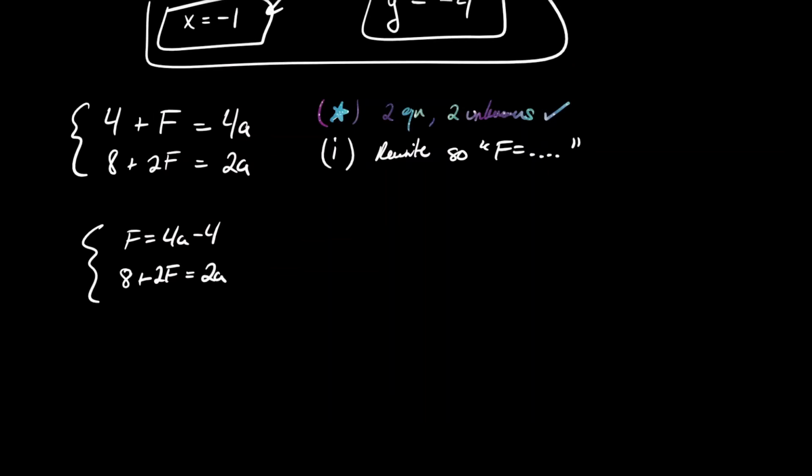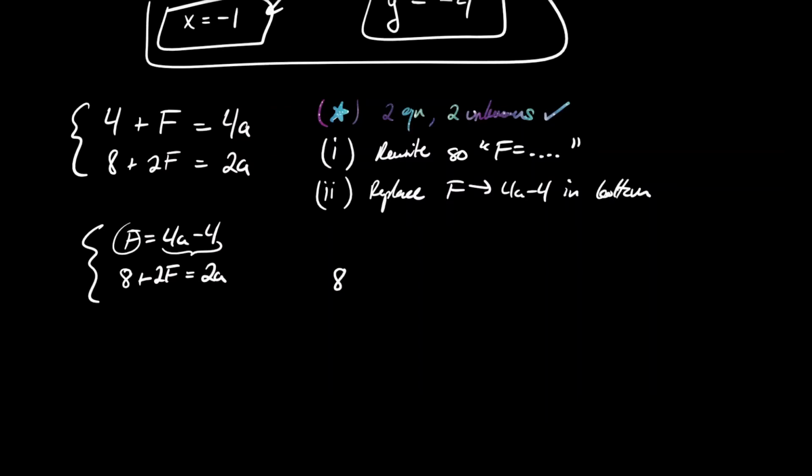Okay, perfect. Now, as usual, we're going to take f, and everywhere we see it in this bottom equation, we're going to replace it with 4a minus 4 in parentheses. That'll get rid of the 2 variable situation in the bottom one. So the bottom equation is now 8 plus 2, and instead of f, I'm going to write 4a minus 4, because the top equation tells me they're the same, equals 2a.